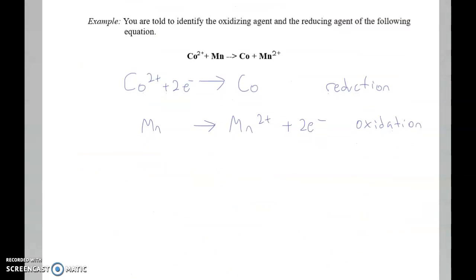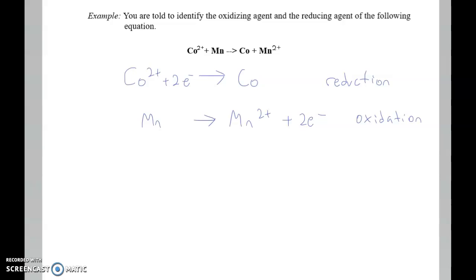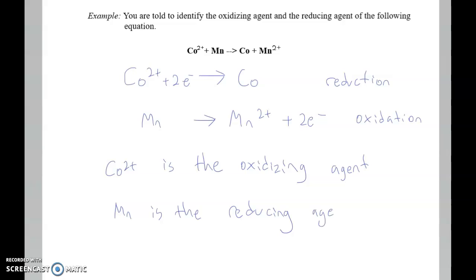And based on that, and because we know who undergoes reduction and oxidation, we can tell that cobalt is the oxidizing agent. And manganese is the reducing agent. And that just wraps up oxidation and reduction processes.